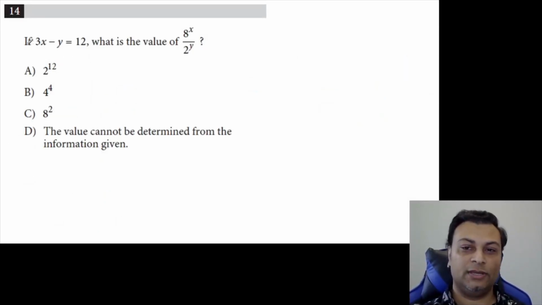Moving on to number 14. If 3x minus y equals 12, what is the value of 8 to the power of x over 2 to the power of y? Okay.